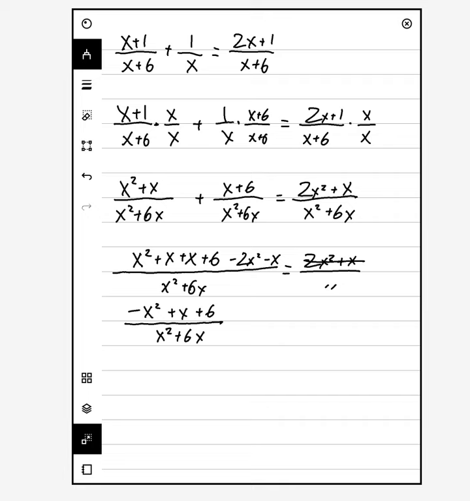Okay. The last thing to do is just simplify this again. So if we can take out any factors from this, let's see if we can. Let's first take out the negative. Let's take out the negative and do x squared minus x minus 6.